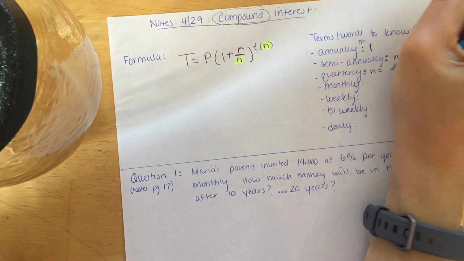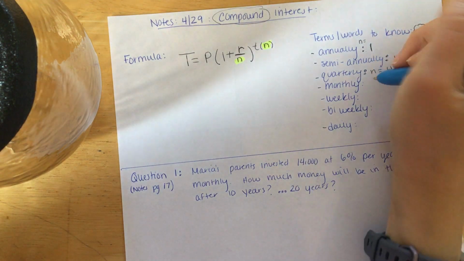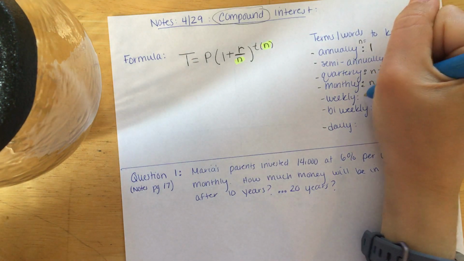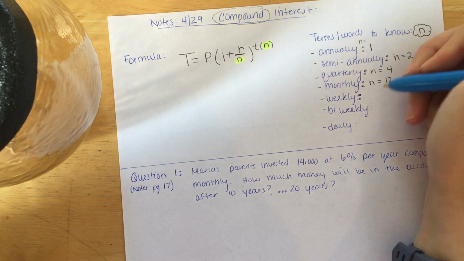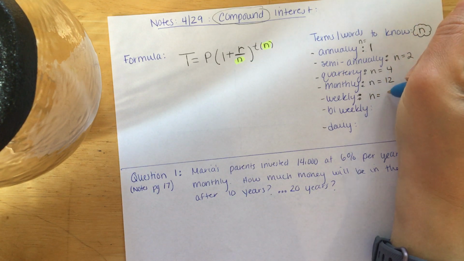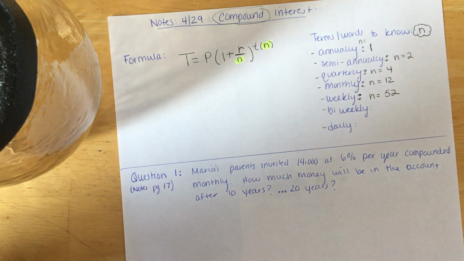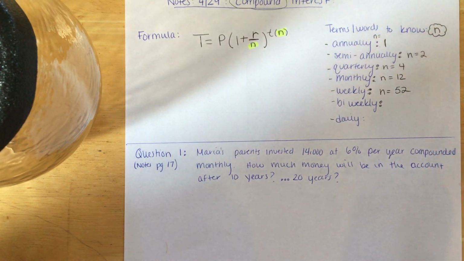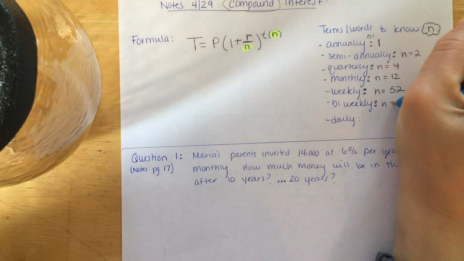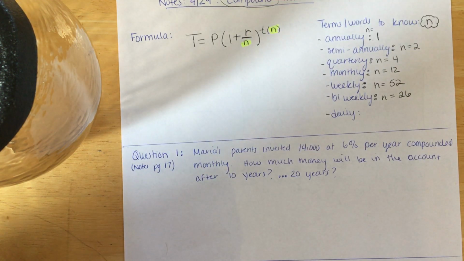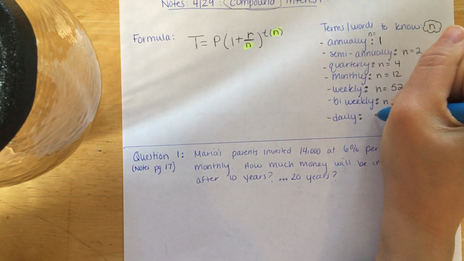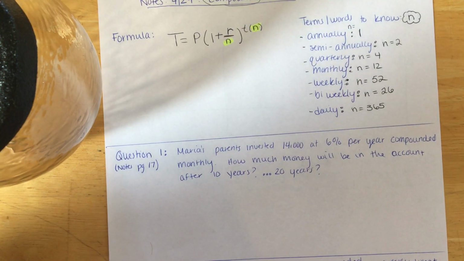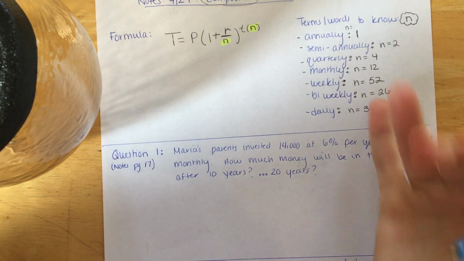Quarterly, your N is going to equal 4. There's 4 quarters in a year. Monthly, hopefully you all know this, 12 months in a year, so N would equal 12. Weekly, this might be one you don't know, but 52 weeks in a year, even though they all seem to blend together now. Bi-weekly would mean every 2 weeks, so you cut the weeks in half, 26. And then daily, hopefully you know this one too, N equals 365, as long as there's not a leap year. But we're going to stick with that, okay?